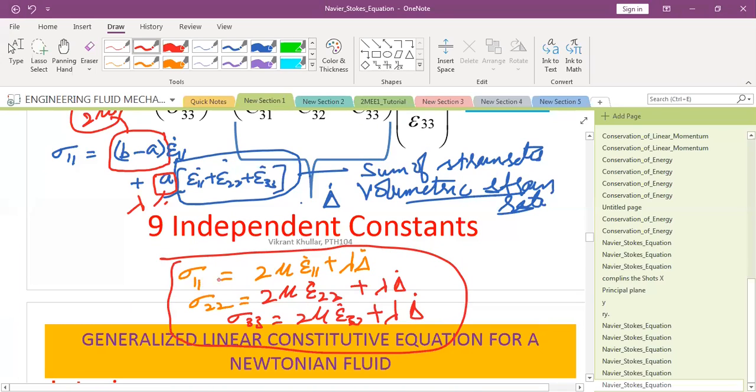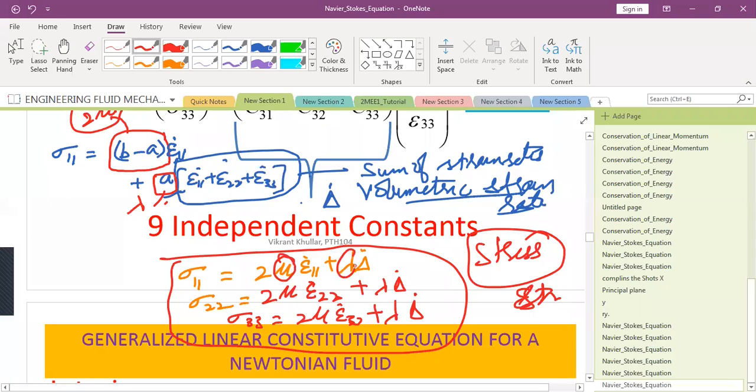So this is the final equation in which you could represent stress in terms of strain rates, and you require how many constants now? Only two independent constants. Is that clear? You require now only two independent constants.